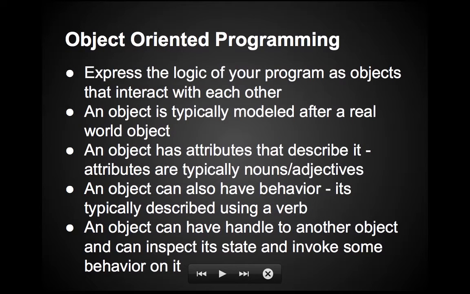So now let's talk about object-oriented programming. What is object-oriented programming? Fundamentally, object-oriented programming is a way of expressing the logic of your program as objects that interact with each other. So typically an object is modeled after a real world object. Let's take an example of what a real world object is.